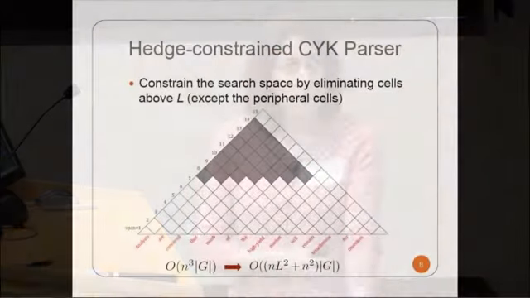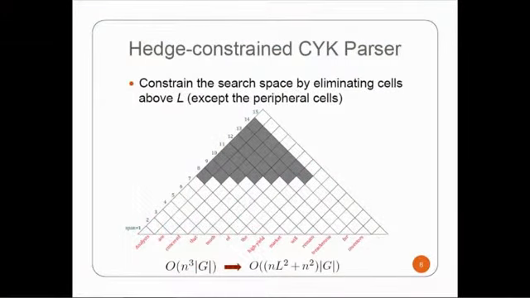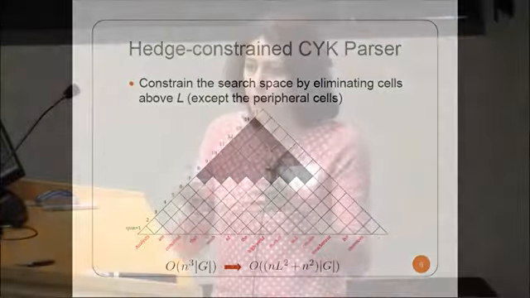This is how we constrain the search space of a CYK parser. Since we limit the span of non-terminals, we can limit the search space of a CYK parser, as shown here, by closing the cells which are above the L, which is 7 in this case, except the cells along the periphery of the chart. And the complexity of CYK parsing reduces from n cubed times the size of the grammar to the number I showed below.